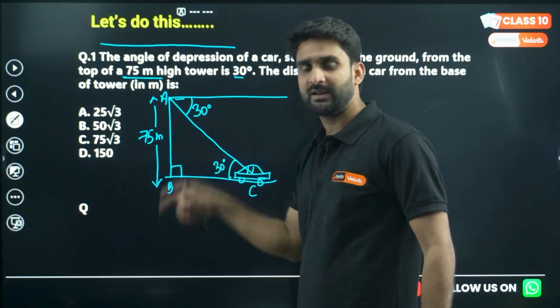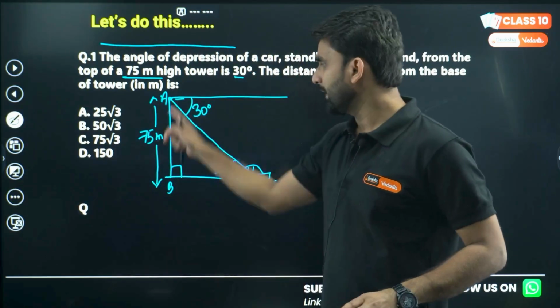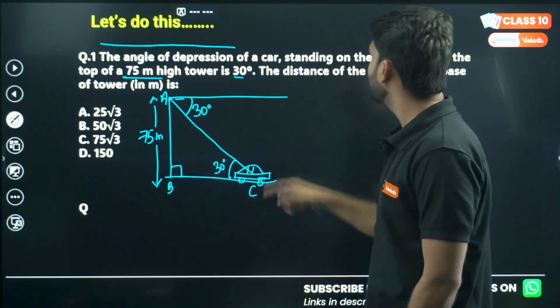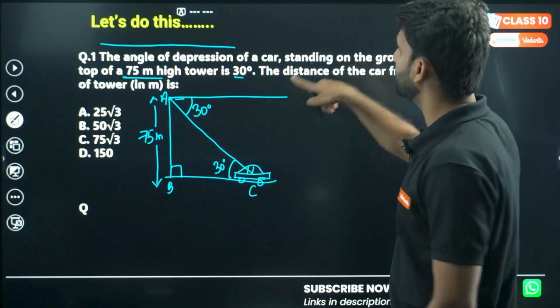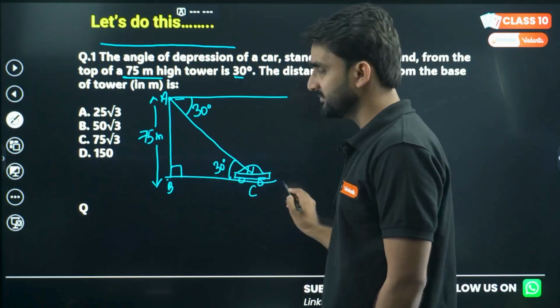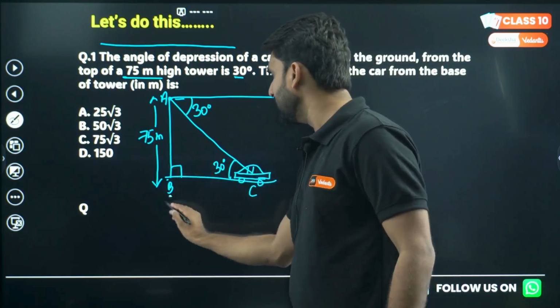PQR, ABC, RS, whatever you want to take, you can take. Right, so I'm taking here ABC right angle triangle. Now the question is asking the distance of the car from the base of the tower. We need to find the distance of this car from the base of the tower. I don't know it, so I am letting it be x.